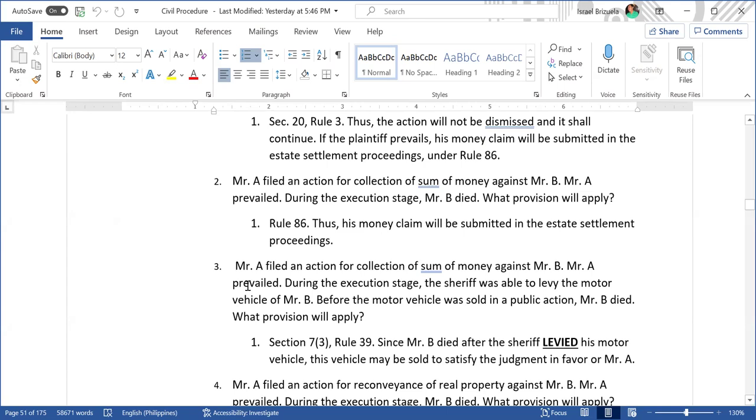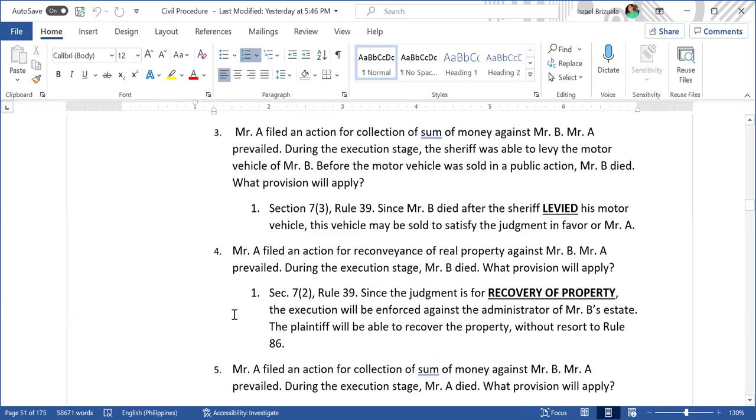Mr. A filed an action for collection of sum of money against Mr. B. Mr. A prevailed. During the execution stage, the sheriff was able to levy the motor vehicle of Mr. B, because the motor vehicle was to be sold in a public auction. Mr. B died. What provision will apply? Section 7, paragraph 3, Rule 39. Mr. B died after the sheriff levied his motor vehicle. This vehicle may be sold to satisfy the judgment in favor of Mr. A.